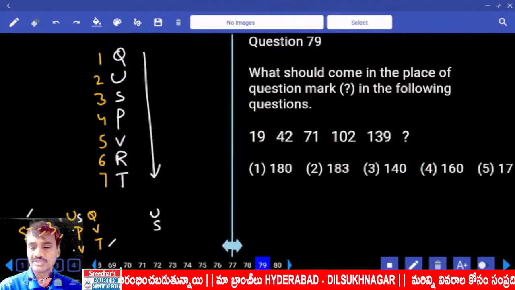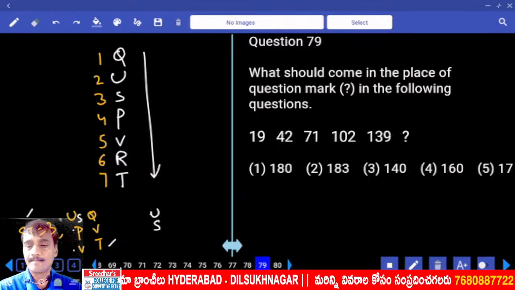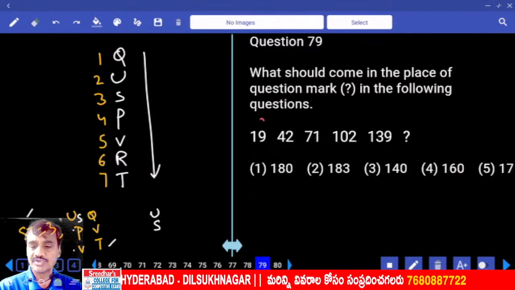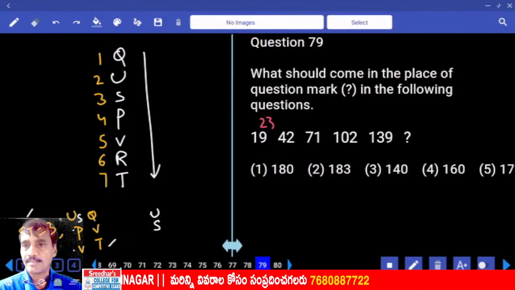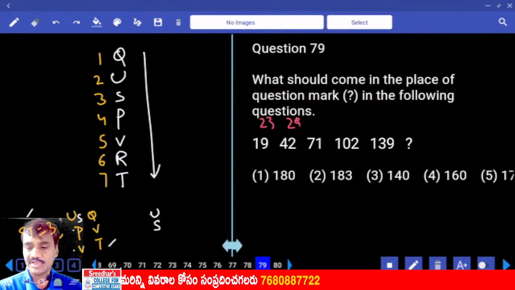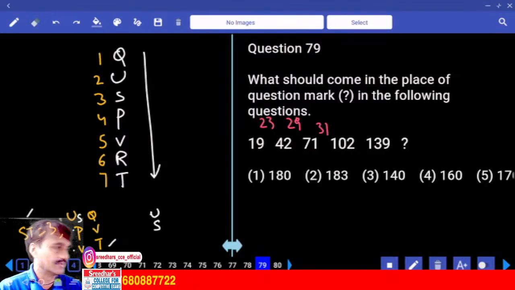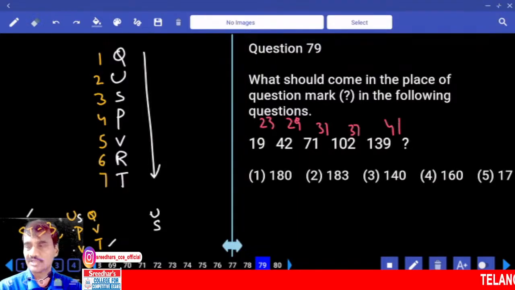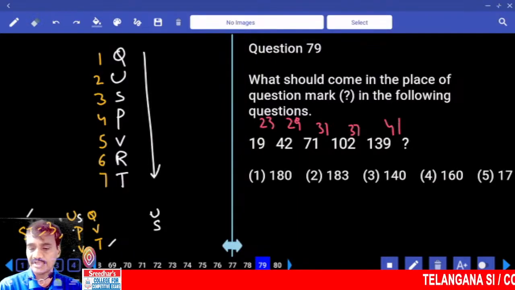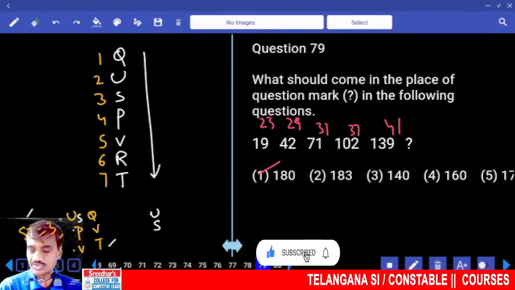19, 42. Numbers are increasing at a smaller rate than the difference. 19 and 42 difference. Now what is the difference we have? 23. 42 and 71, 29. 23, 29. Next one, 31. 23, 29, 31, prime numbers. Next one 37. Next one 41. And 13 plus 4, 17 plus 1, 18. Choice 1, 79. Then coming to question number 80.